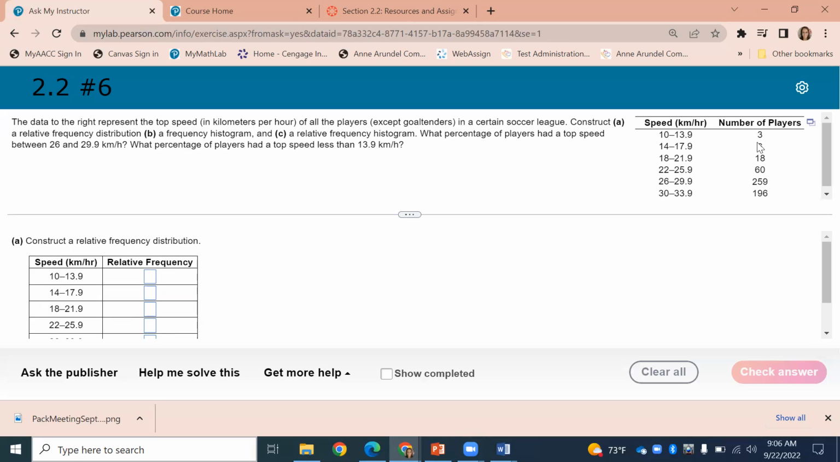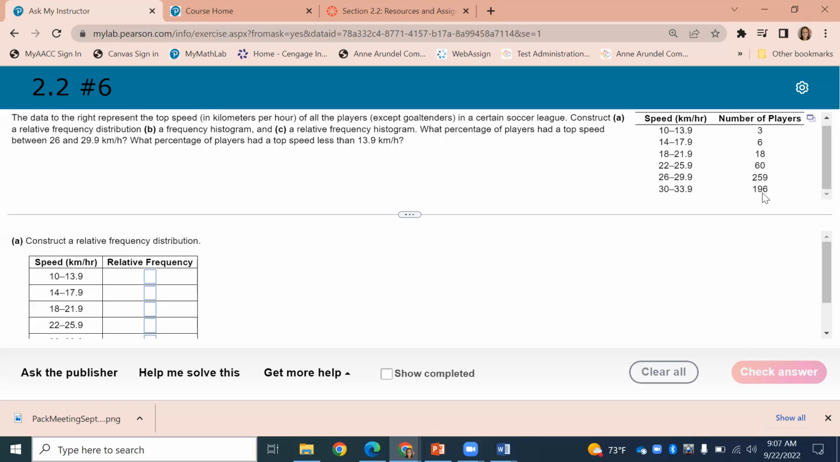Now, if we take a look at the table they give us, they already have all the data sorted for us. They're already in the classes, which is great. We didn't have raw data. It's already organized for us. So it says that 3 players have a speed between 10 and 13.9, 6 have a speed of 14 to 17.9, 18 have a speed between 18 and 21.9, 60 have a speed of 22 to 25.9, 259 have a speed between 26 and 29.9, and lastly, 196 have a speed between 30 and 33.9. Okay. So that's great and all.